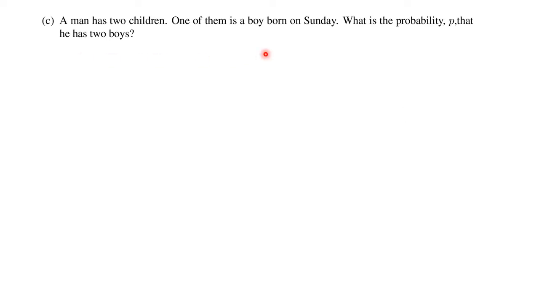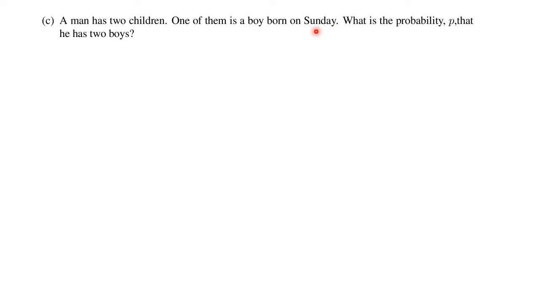Well, that was just to set the stage for the real problem that we want to investigate. A man has two children. One of them is a boy and he's born on a Sunday. What is the probability that he now has two boys? And what, I hear you cry, has the fact that the boy was born on a Sunday got to do with anything? How does that affect things?